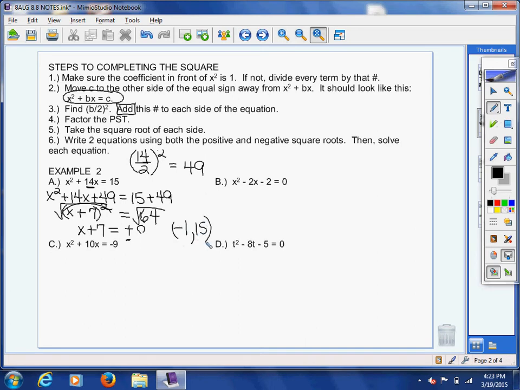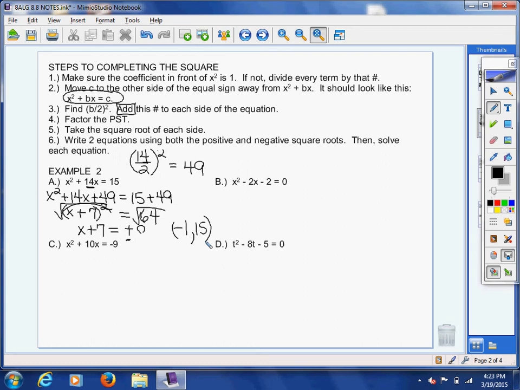Okay, welcome back. We're going to jump right back into B, and in letter B, we have the trinomial x squared minus 2x minus 2 equals 0. And so we've got to make sure, let's do step 1, make sure the coefficient in front of x squared is 1. It is, there's an understood 1 there, so we're good.